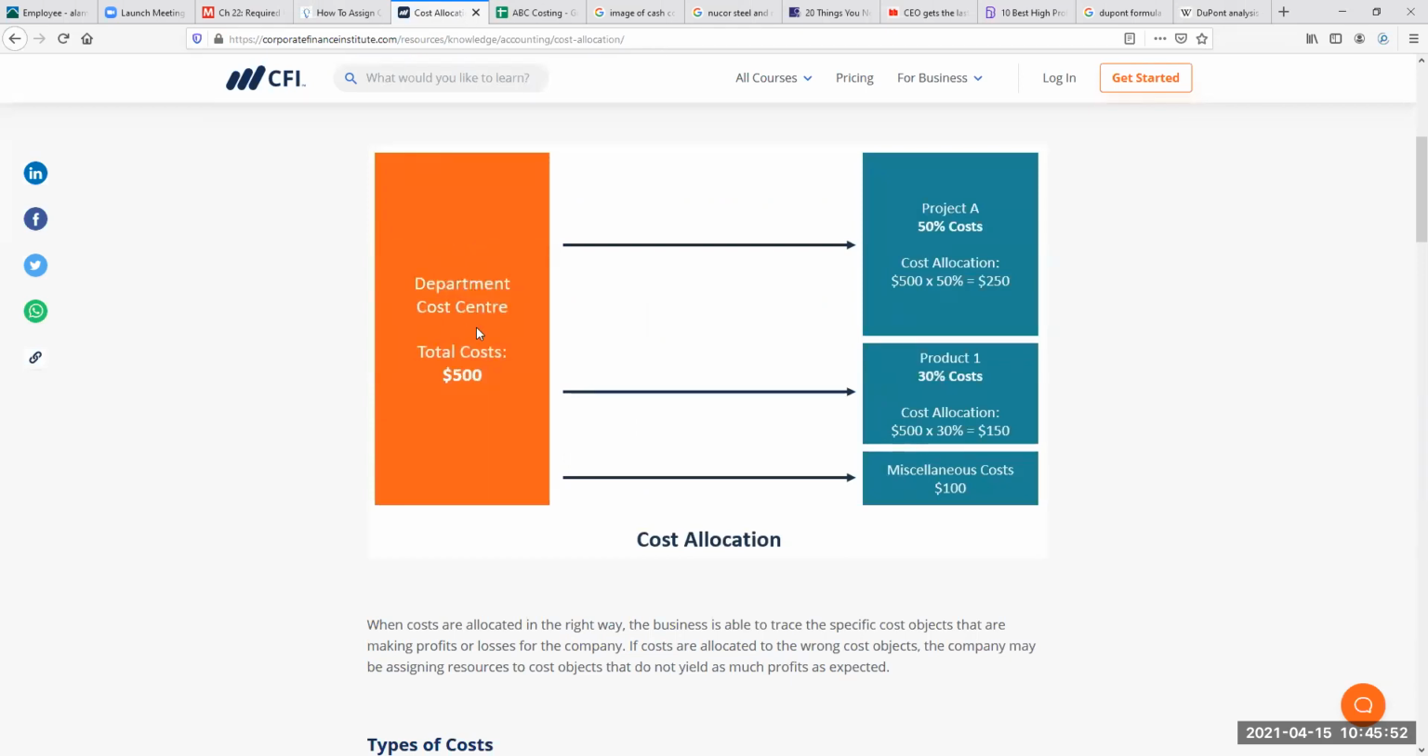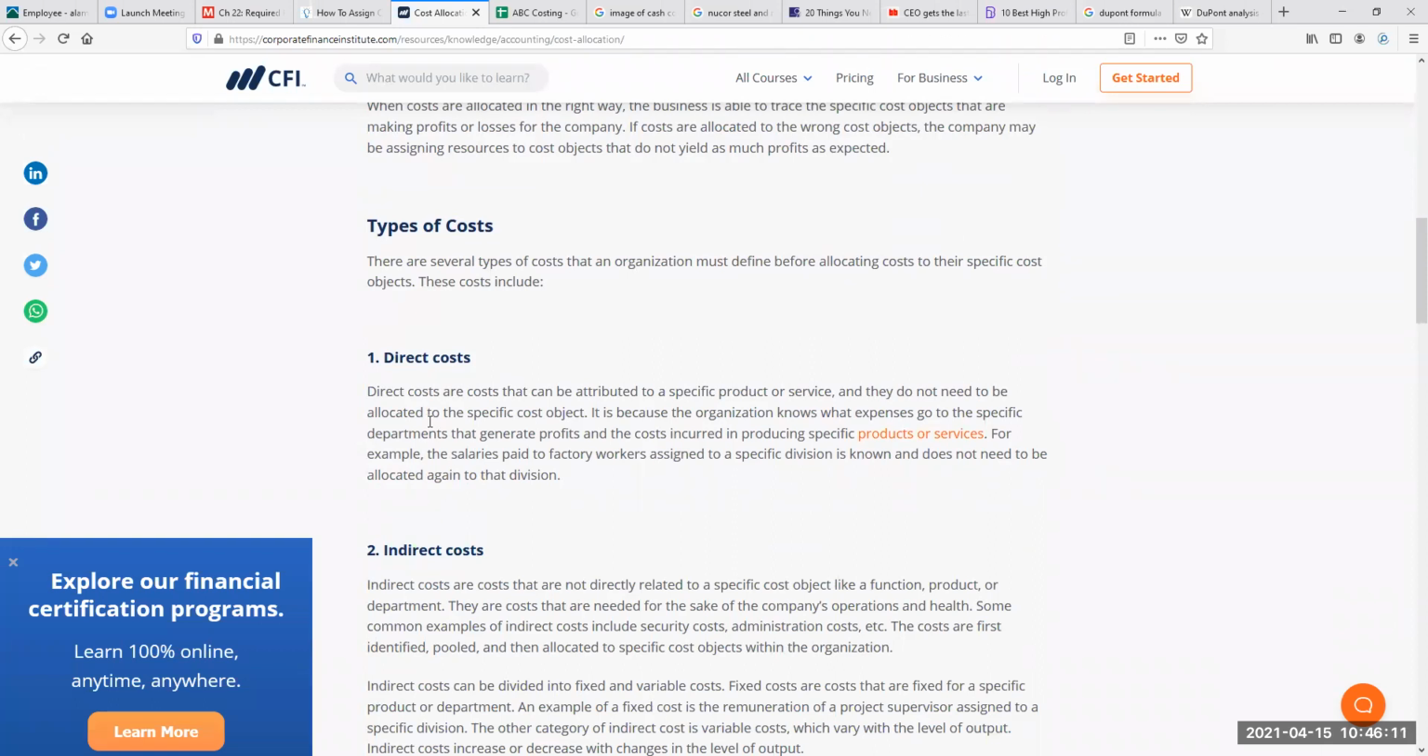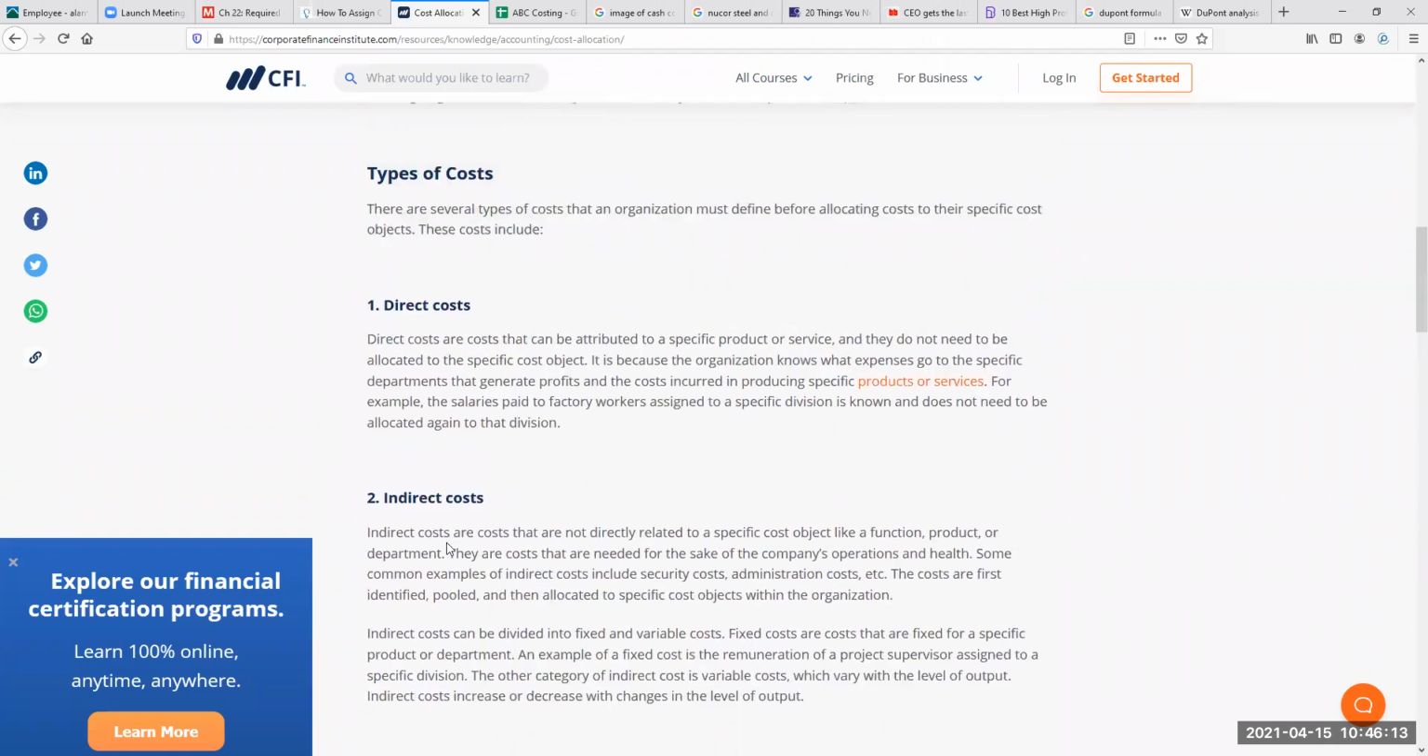Here's a department cost center that has total cost of $500. Product A is 50% of your cost, so they allocated 50%. Project one has 30% of the cost, so they allocated 30, and then miscellaneous. So that is one way that they did it. And y'all know these types of costs: direct, indirect, overhead.